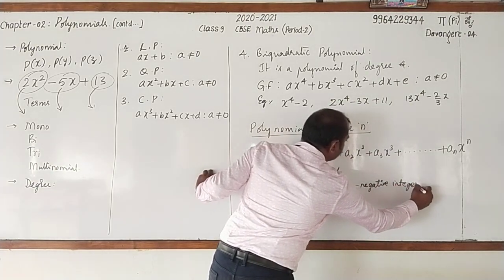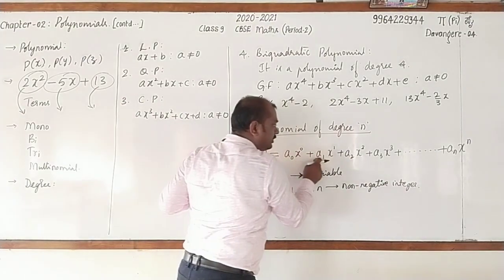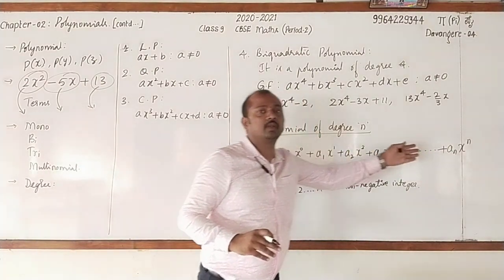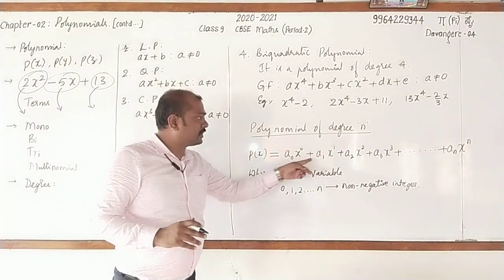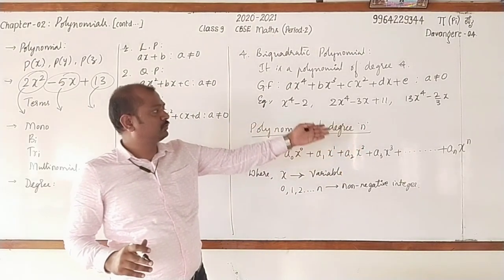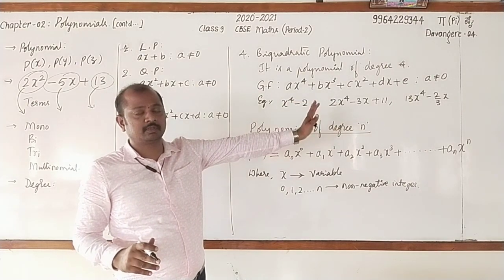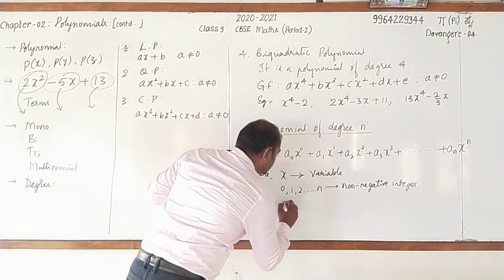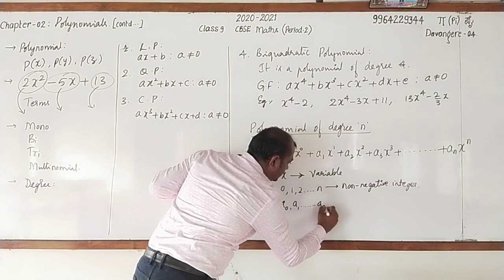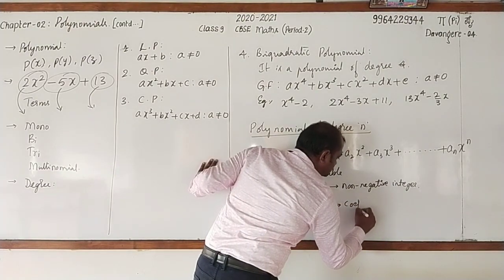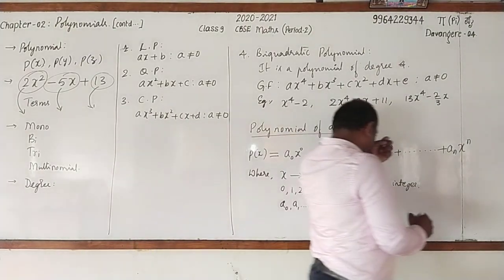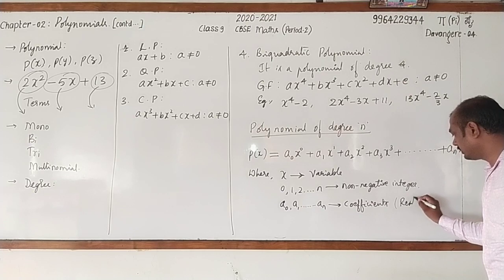Next, observe a0, a1, a2, a3 and so on, the last one, an. What do you call them? They are all the coefficients of x raised to the power 0, x raised to the power 1, x raised to the power 2 and so on, x raised to the power n respectively. Clear? So here I write a0, a1 and so on, an. They are all coefficients, and these coefficients are real numbers. In brackets I write: they are all real numbers.